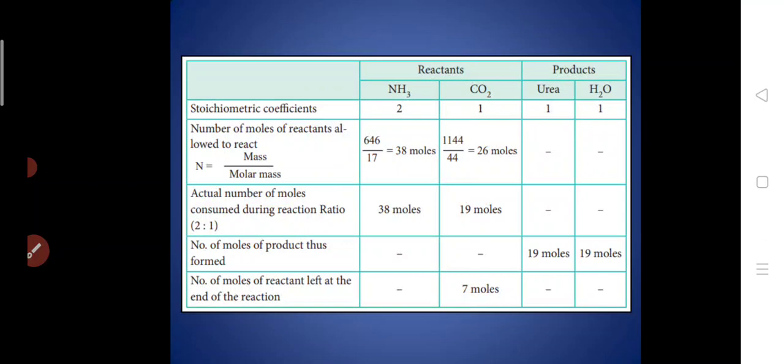So reactant and product you have to split up into 2, and stoichiometric calculations or coefficients you have to put. From the equation you have to write the number of moles: ammonia 2 moles, 1 mole of carbon dioxide, 1 mole of urea and 1 mole of water. So here, the number of moles of reactants allowed to react, how much we have allowed to react, we have to do mass by molar mass.